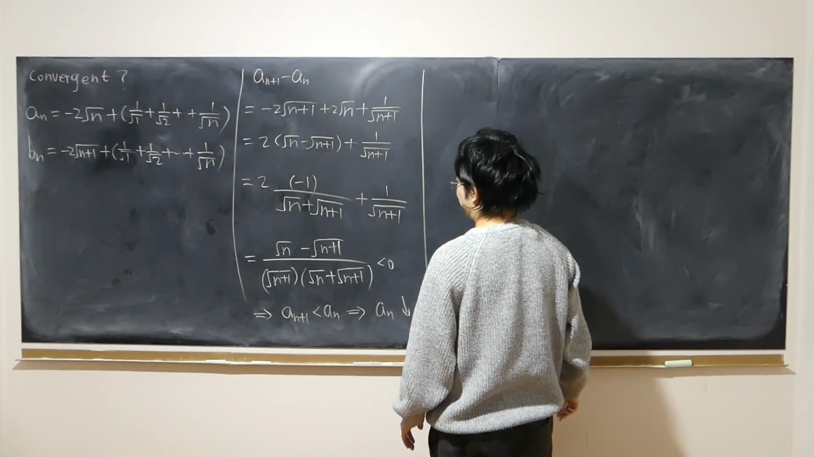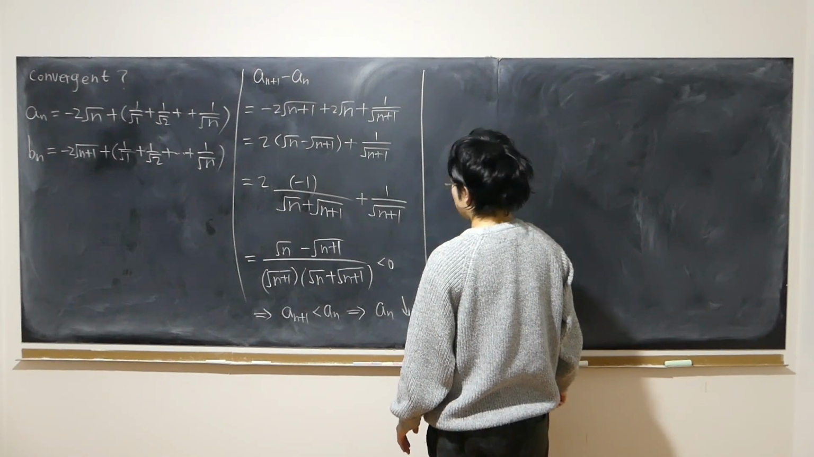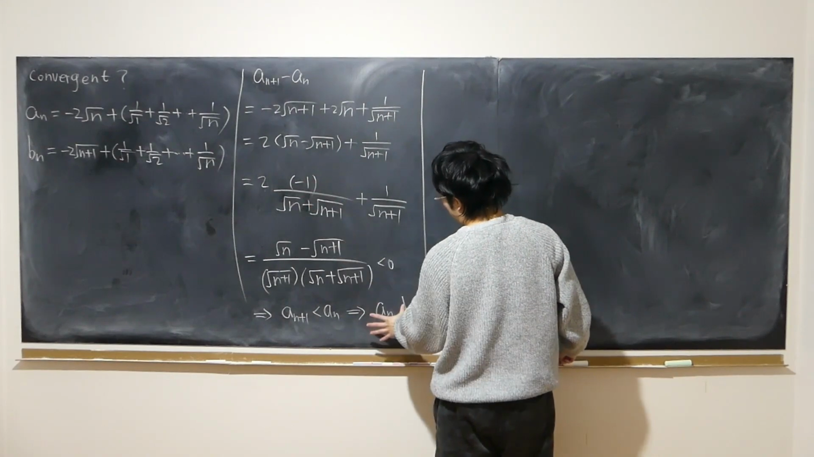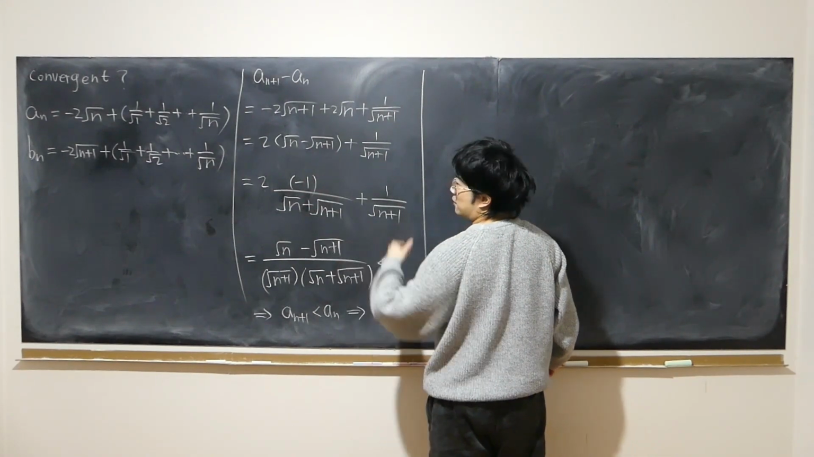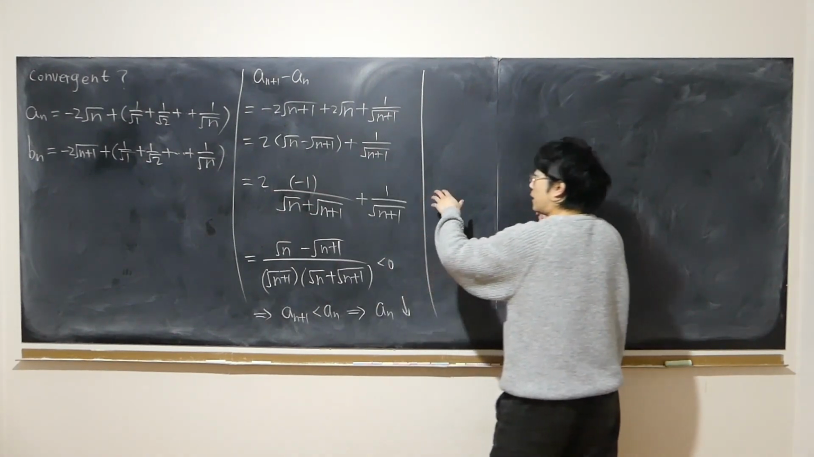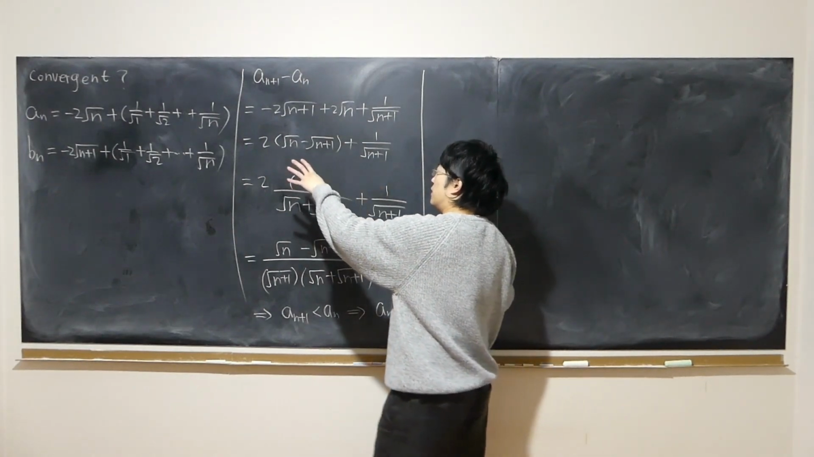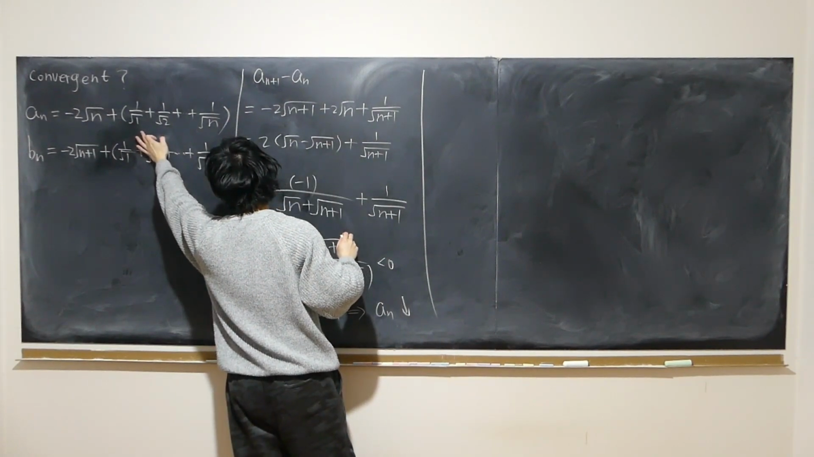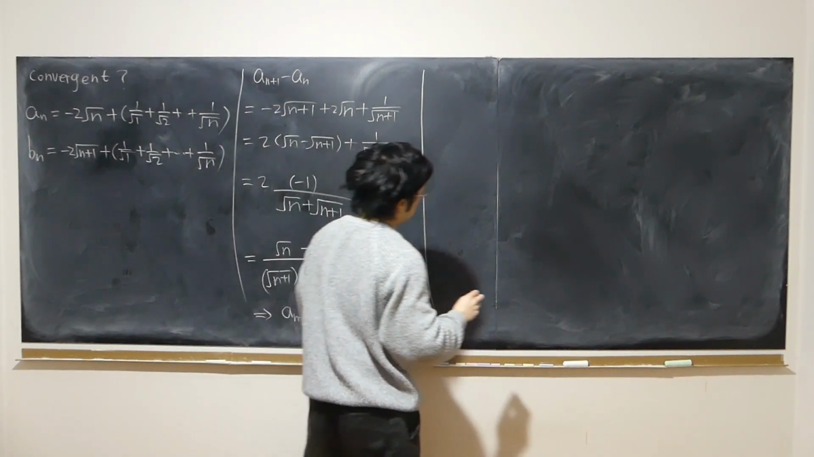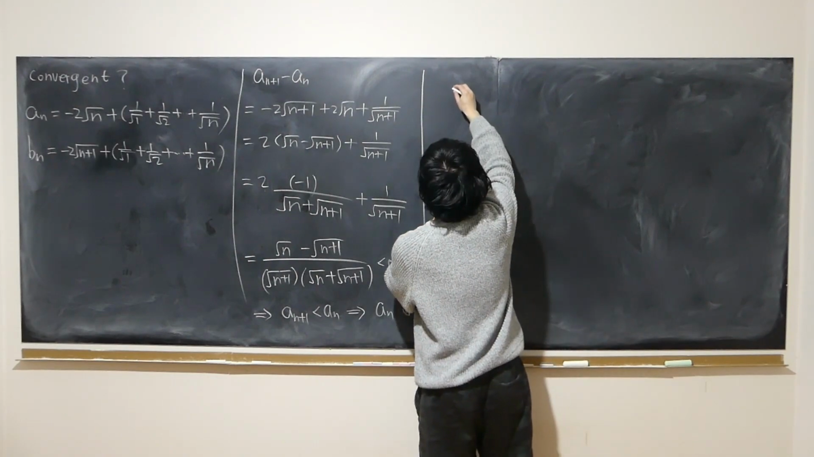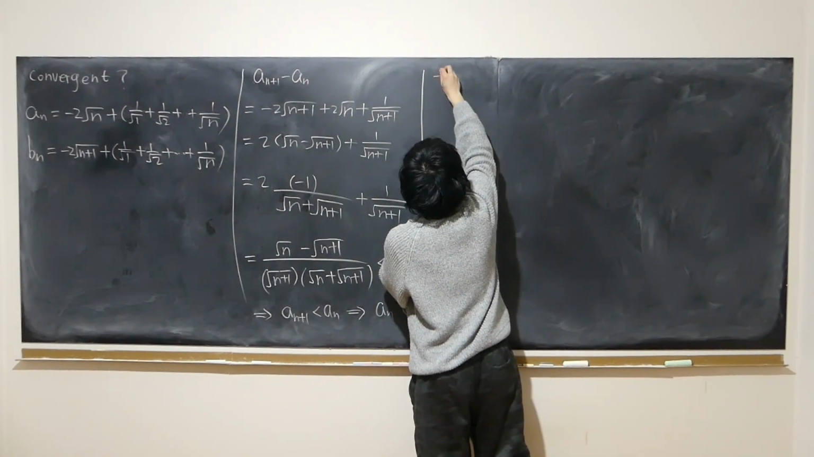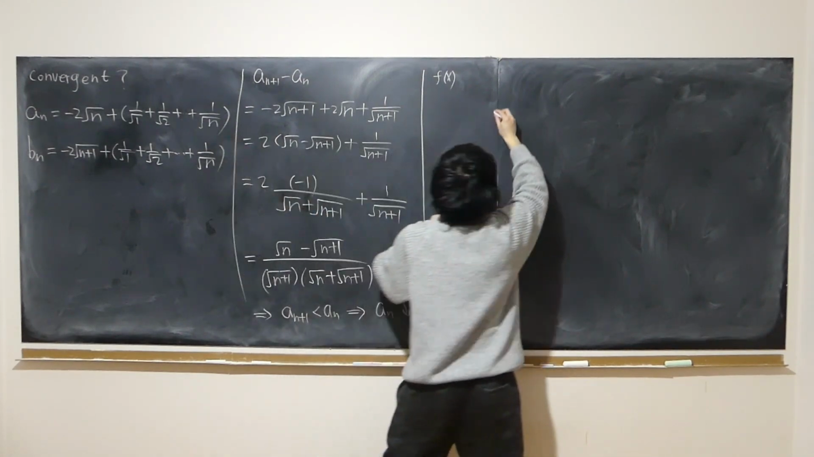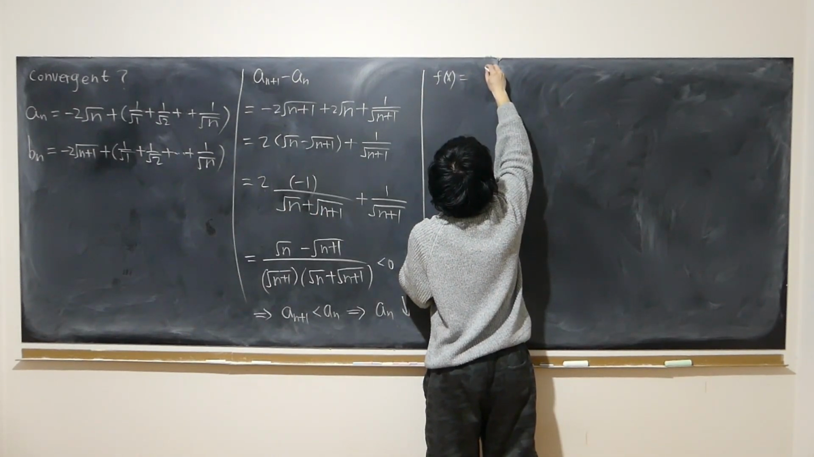Now, if I can show the sequence is bounded below, then I can show the sequence is convergent. So a natural thought is to use the definite integral to estimate the value of this sum. It's a very natural thought. So I'm going to construct the function f of x. Just replace n with x. I have 1 over the square root of x.